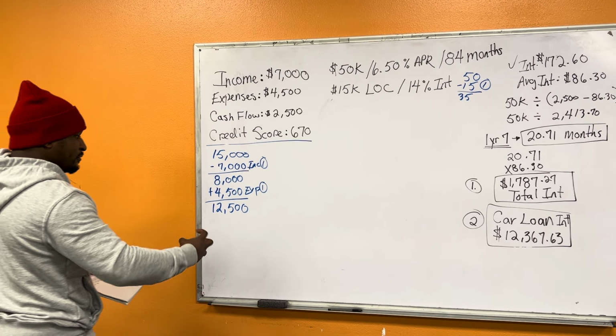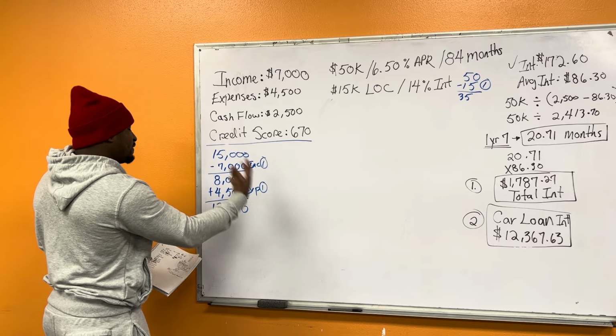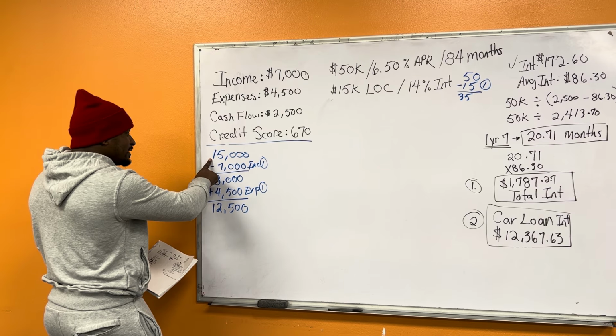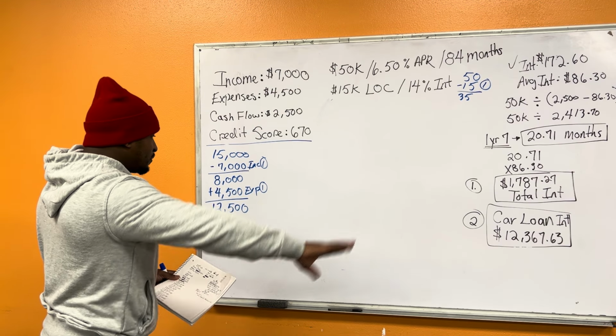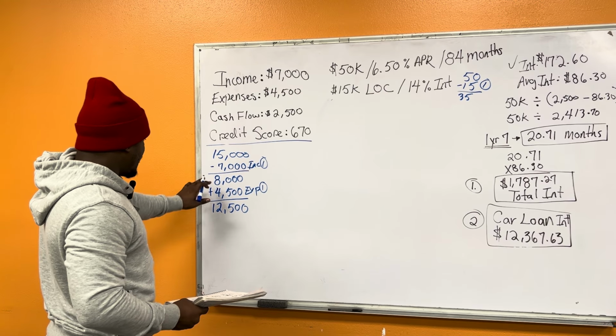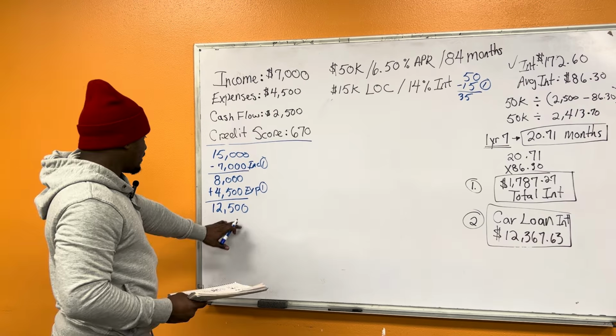That's the function of it. Remember, we want to know the function of this. This is the function of it. As long as we're not going over 15,000, we're good. We're golden. We're beautiful. So now we're at 12.5, right?